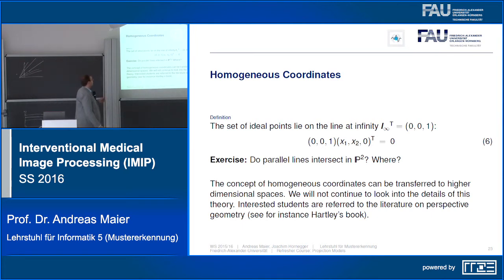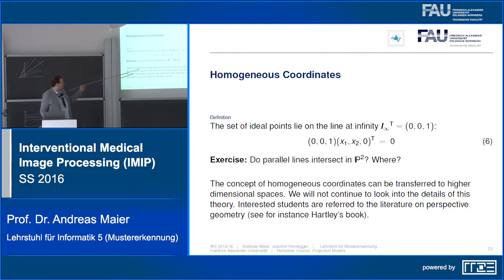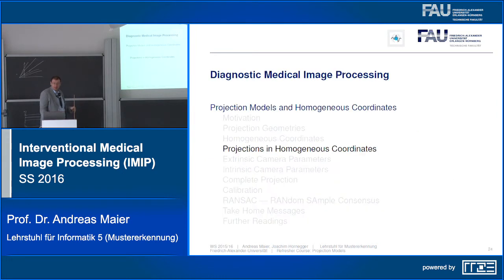One thing that you can also observe, for example, is where parallel lines intersect. You can think about that, but we will not talk about this here. We will just talk about the application to perspective projection. But there's a lot more that you can think about using homogeneous coordinates in computer geometry and doing the computations in these spaces. But we are skipping over this, and there are also very good books that talk about these computations. You can find a list of references at the end of the slides.